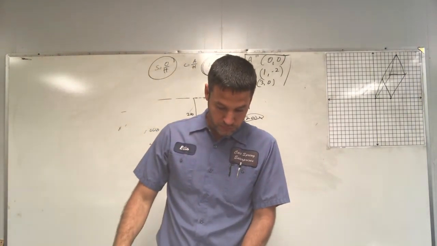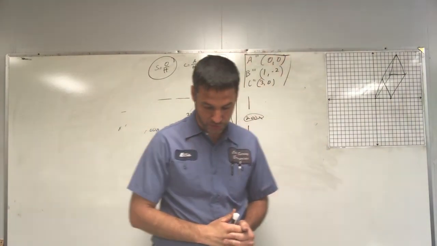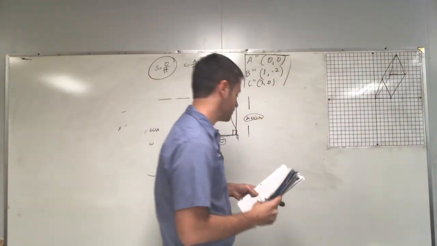14. Triangle DEF has vertices as given. Graph the reflection of triangle DEF across the line x equals -5. Let's go to the graph for that.